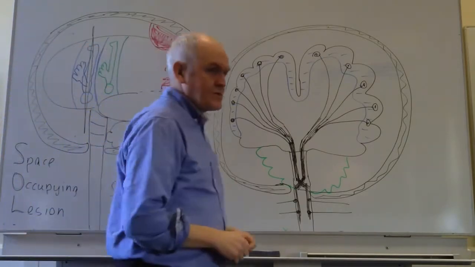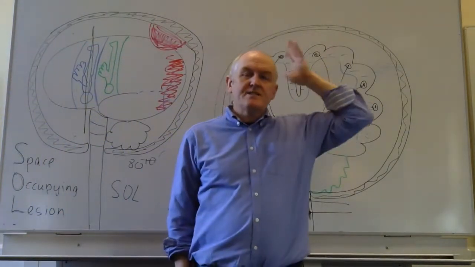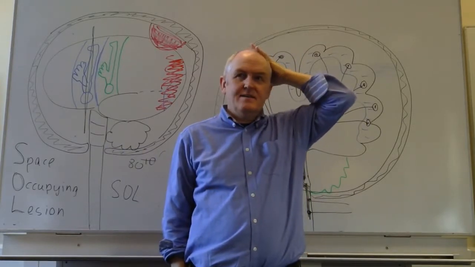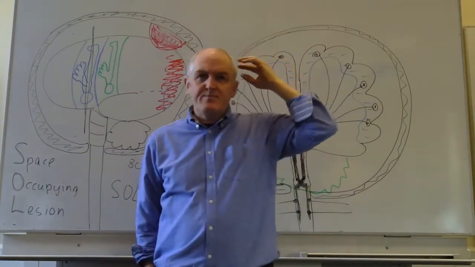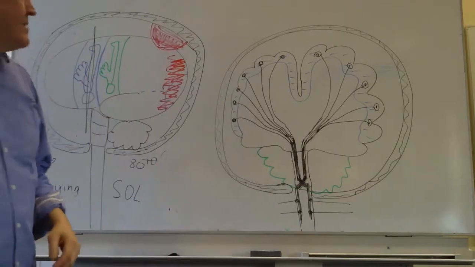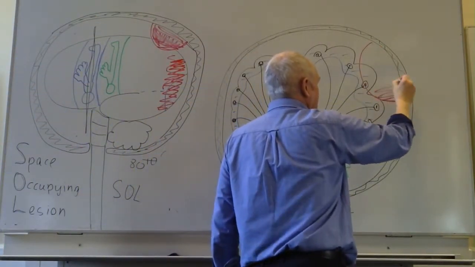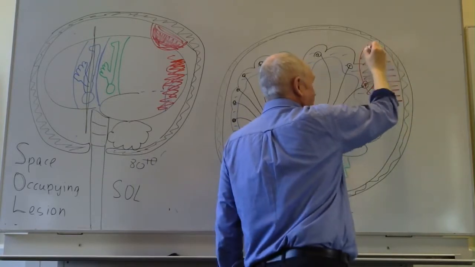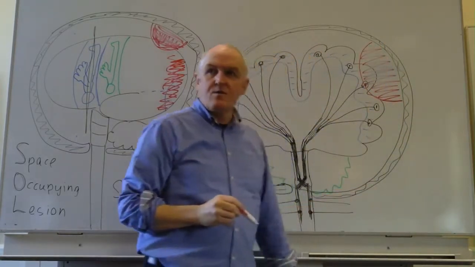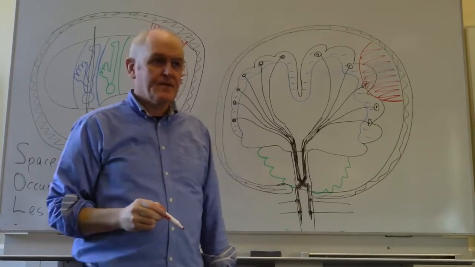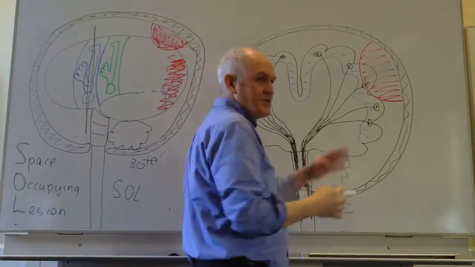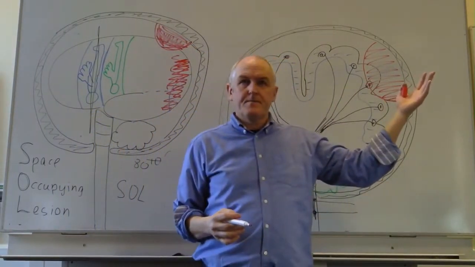Now suppose someone's got bashed on the left-hand side of their head. Can you see they might be developing a space-occupying lesion here? Could be a hematoma, for example. Or it could be developing cerebral contusion. So they've got a space-occupying lesion on the left side.